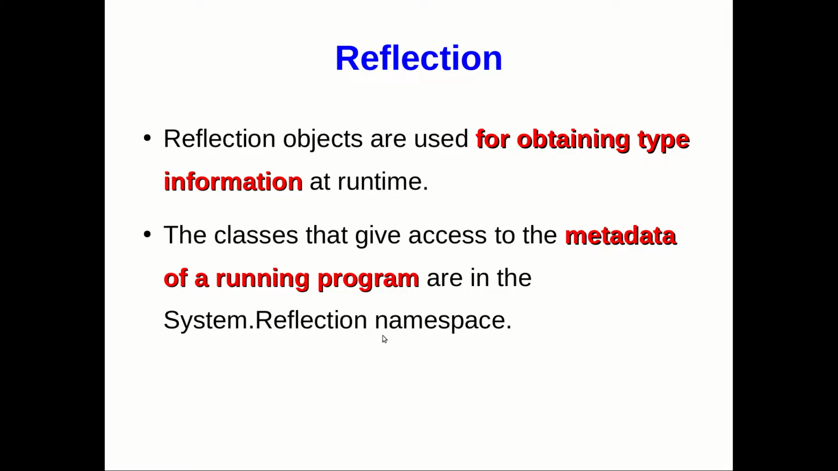in the System.Reflection namespace. So what it means actually is, during the runtime, if I want to know the metadata or information about a program, about the classes or about the objects that are used in a particular program, I can use reflection objects. So these objects are used for obtaining the type information. When I say type information, it is all about the metadata of a particular program.